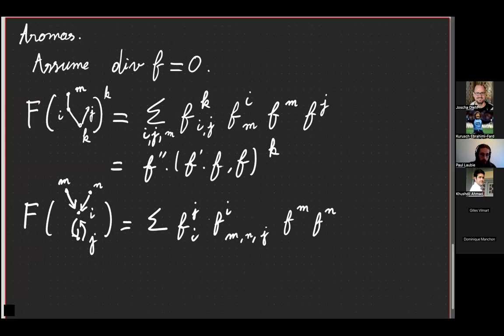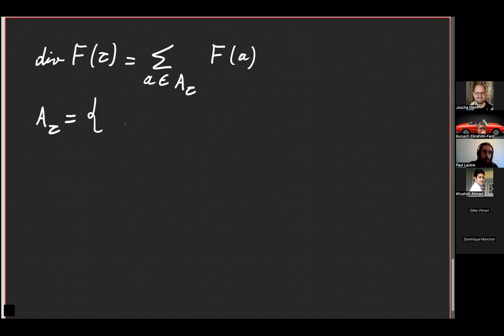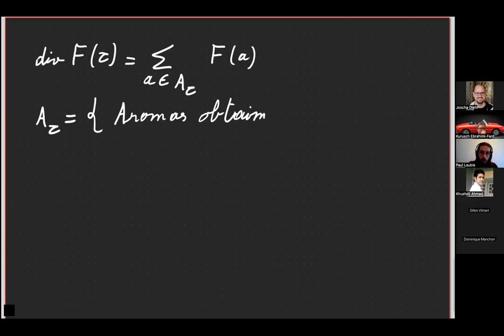And we have something which is quite nice with this, because it allows us to write down an explicit formula for the divergence. So the divergence of f of tau will be equal to the sum of some aromas of f of the aromas. And so what are those aromas? A of tau are those aromas obtained by looping the roots.